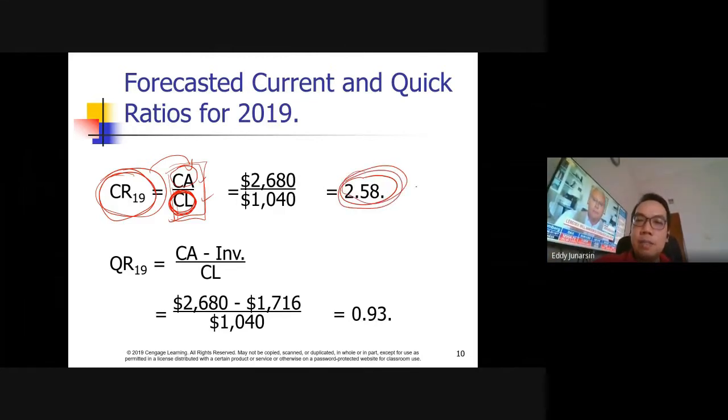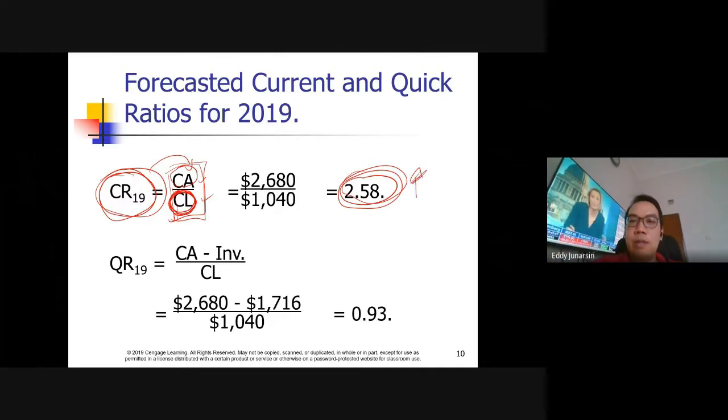The higher the ratio, right, the higher the number, the stronger your liquidity position is. Be careful here. In accounting, we are very cautious. We are very careful in deciding or in stating that a certain ratio is better than another. So we're not saying that the higher the number, the better it is. But it's more appropriate to say that the higher the number, the stronger the liquidity position of the firm is. So the stronger the liquidity position doesn't always mean a better indicator.